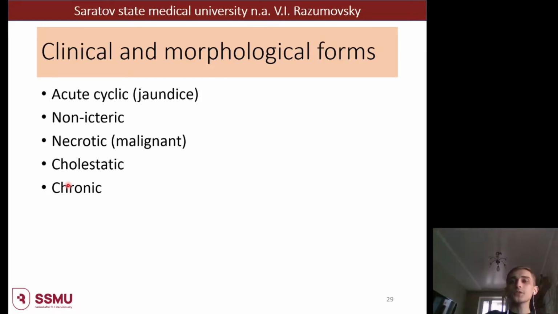Cholestatic form is associated with blockage of bile ducts in the liver and formation of bile thrombus in the liver, and it also has a really difficult complication because it is associated with auto-intoxication by bile. Bile is a really dangerous liquid which may lead to dystrophy in hepatocytes, and sometimes to systemic toxic injury. Also there is a chronic course of infection, characterized by duration of infection of more than 6 months.